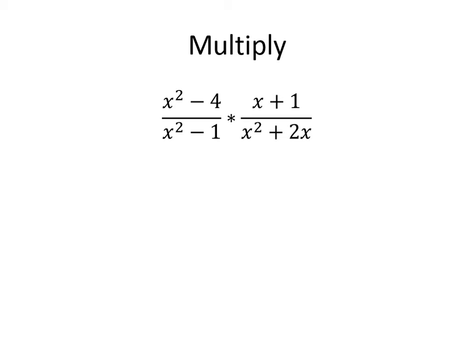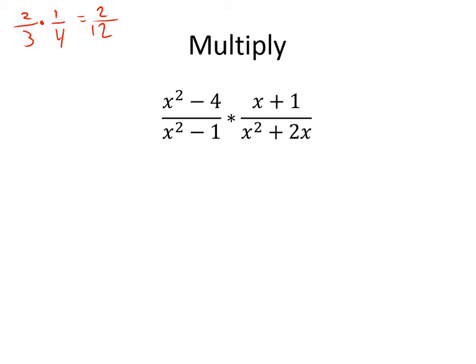Now multiplying these is pretty straightforward. All you're going to do is multiply across, just like when you multiply fractions, like 2 over 3 times 1 over 4. You just go 2 times 1, 2, all over 3 times 4, 12, and then you reduce from there. We're going to do the same thing here.